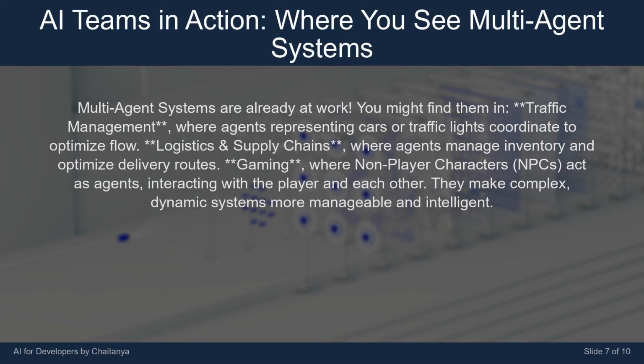Multi-agent systems are already at work. You might find them in traffic management, where agents representing cars or traffic lights coordinate to optimize flow. Logistics and supply chains, where agents manage inventory and optimize delivery routes. Gaming, where non-player characters, NPCs, act as agents, interacting with the player and each other. They make complex, dynamic systems more manageable and intelligent.